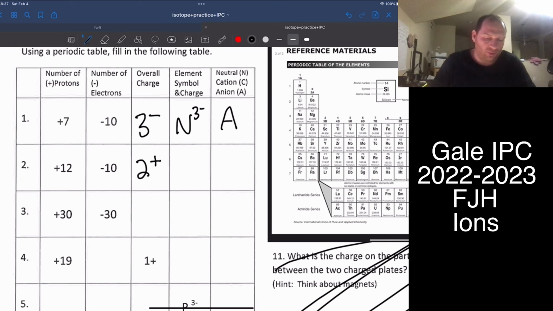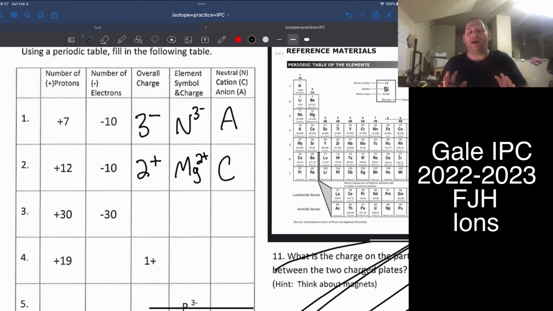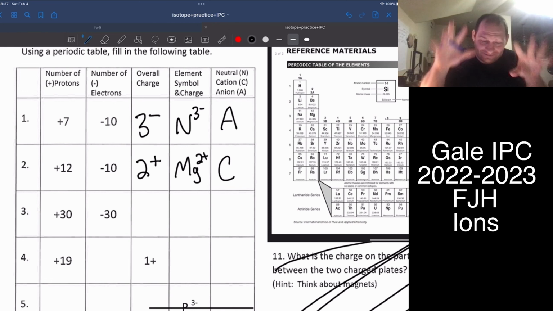All right, what element do we have? Well, if it's 12 on the periodic table, magnesium, Mg. Charge is 2 plus. Now we have a positive charge, so we have a cation. Our cations are positive. All right.